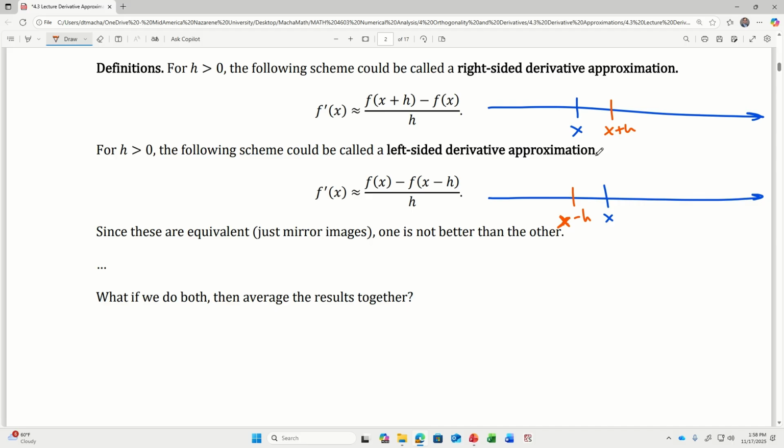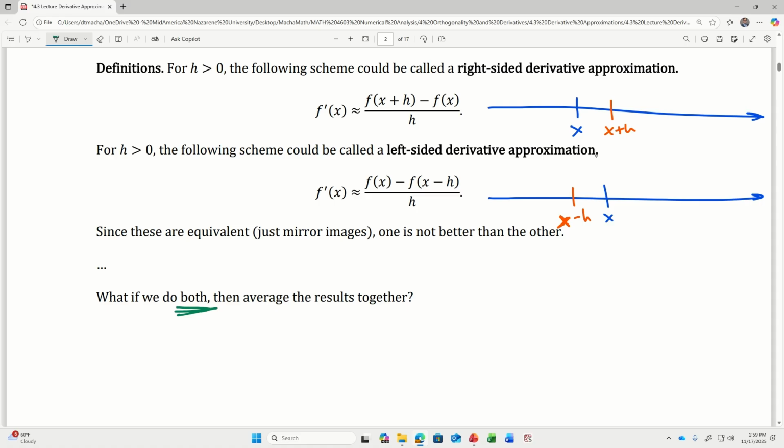And there's not one that's better than the other, right? Who cares if you take a little step to the right and a little step to the left? As long as the step is about the same size, you're going to get about the same accuracy, because some functions are increasing, some decreasing, some concave up, some concave down. So for functions in general, there's not a better strategy. One thing you might do, though, is do both the left side and the right side, and then average the results together. That way I've got two opinions, and averaging them might give me a better approximation.